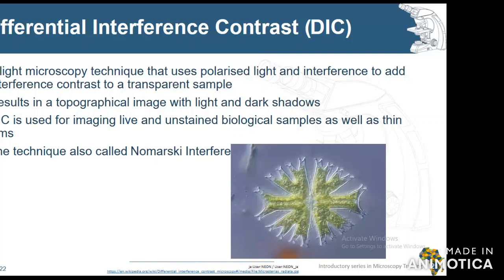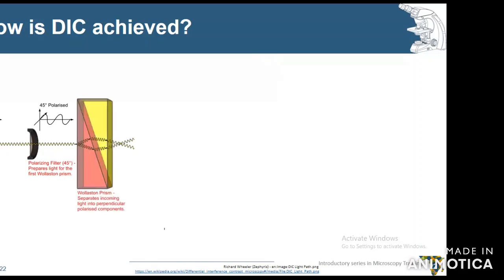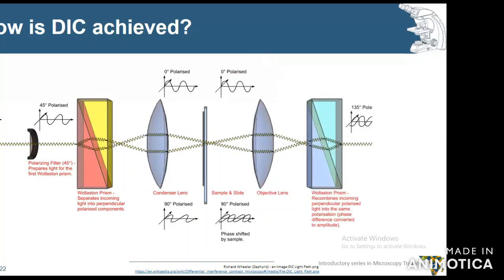So let's look at how this is achieved. We see the unpolarized light passing through a filter. Then the first prism, the Wollaston prism, splits the ray of light into two. These two will go on to interact with the sample. After that, the second prism, which comes after the objective lens, will recombine the two planes again into just a single one, and that goes on into the eyepiece.